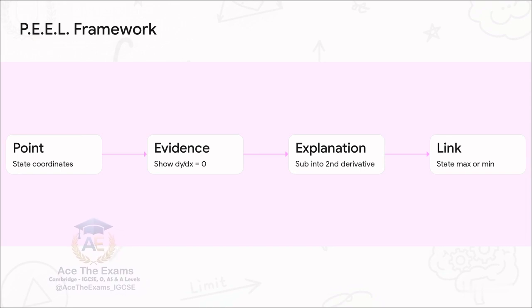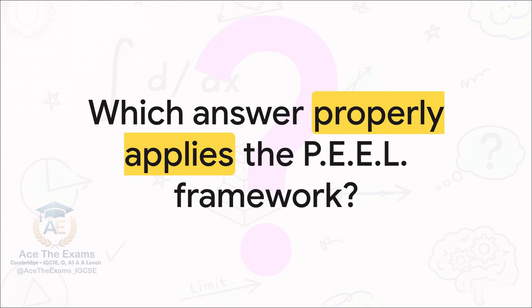Link: explicitly state that because this result is greater than or less than 0, it links back to being a minimum or a maximum. It creates a completely airtight mathematical argument that examiners just love. Let's test your diagnostic skills right now. I'm putting 30 seconds on the mental timer. Which of these two answers properly applies that PEEL framework?